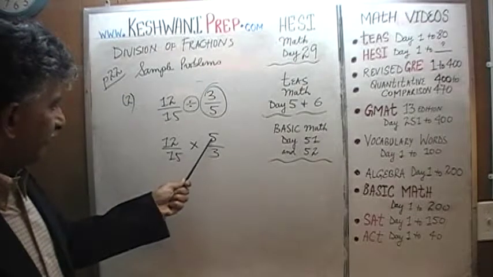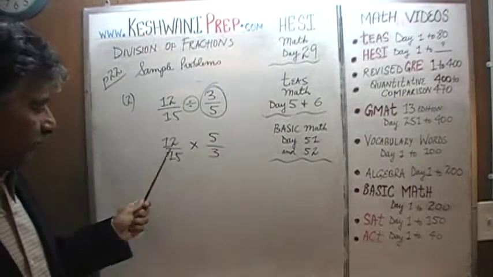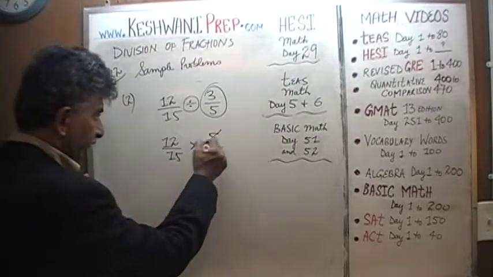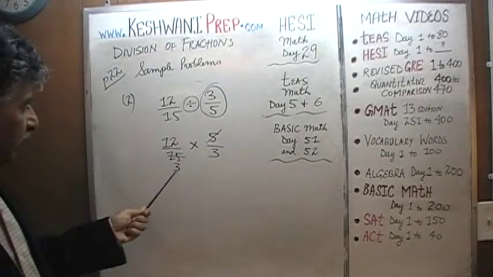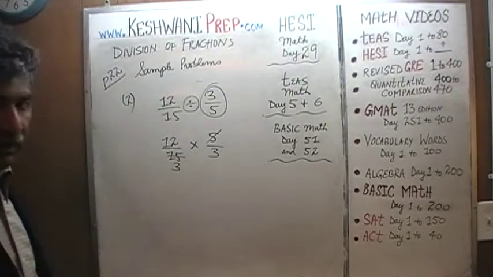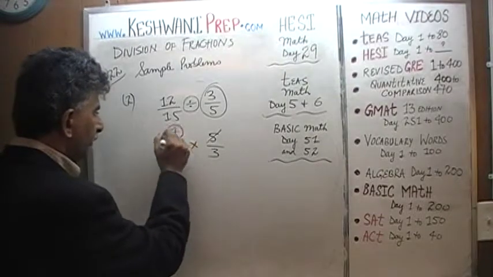I see 5 on the top, you see 15 in the bottom, they have a common factor of 5. Let's divide top and bottom by 5. If we do that, 5 goes away and 15 becomes 3. We see 12 on the top, 3 at the bottom, let's divide top and bottom by 3. 3 goes away and 12 becomes 4, so we end up with 4/3.